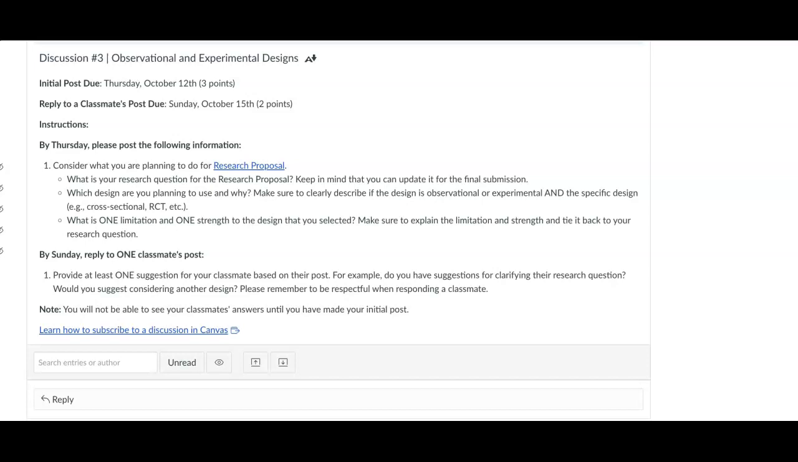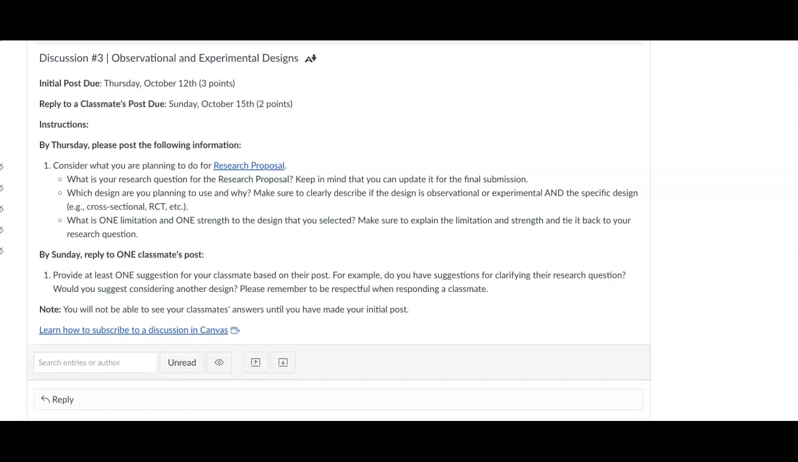And then by Sunday, you need to reply to your classmates' post. So provide at least one suggestion for your classmate based on their post. So for example, you might have suggestions clarifying their research question. Maybe they said they're looking at the relationship between parental health beliefs and HPV vaccine uptake among adolescents in California. Well, maybe you could ask them, what do you mean exactly by adolescents? Is there a specific age group that you're looking at?